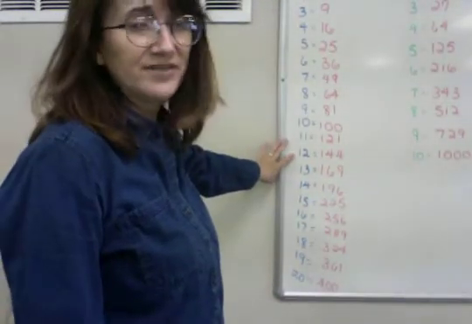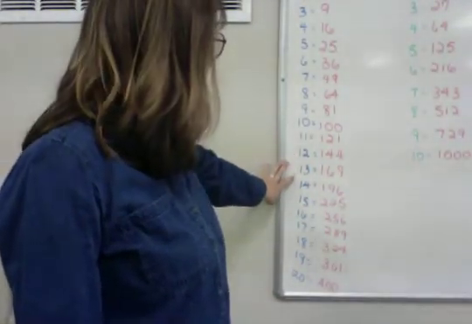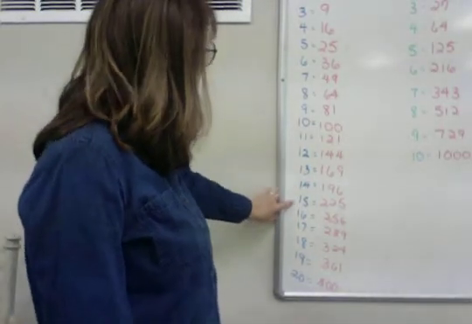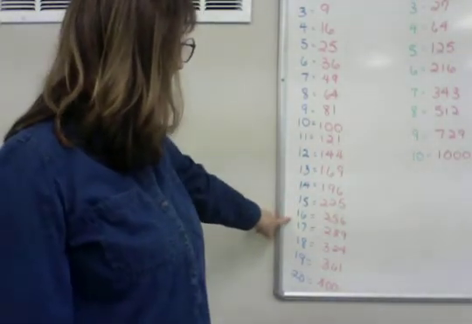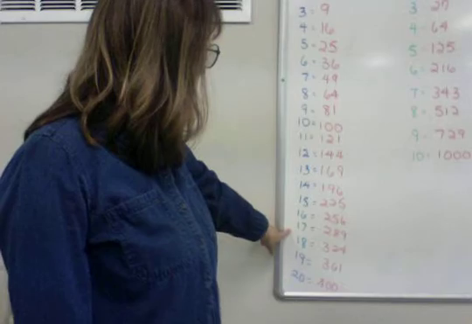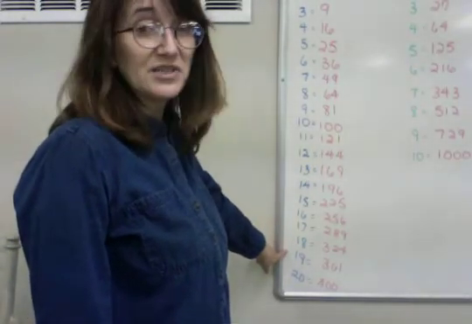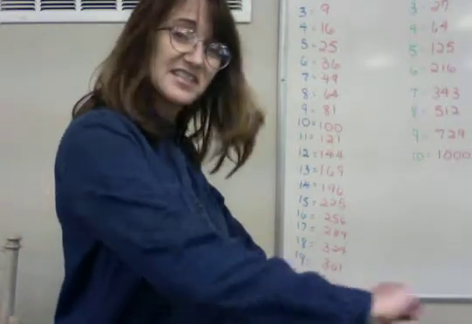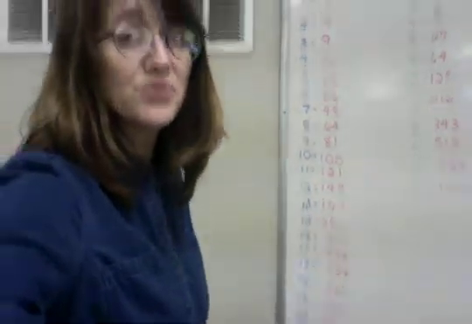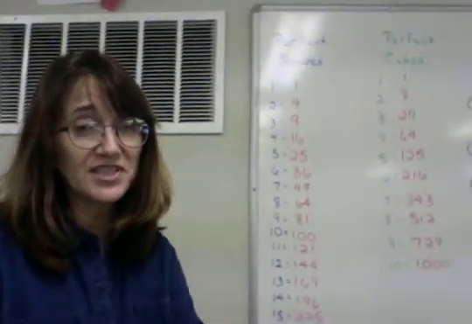Now, moving on. 13 is 169, 14 is 196, 15 is 225, 16 is 256, 17 is 289, 18 is 324, 19 is 361, and of course 20 is 400. Let's go to perfect cubes just to keep them in your brain.